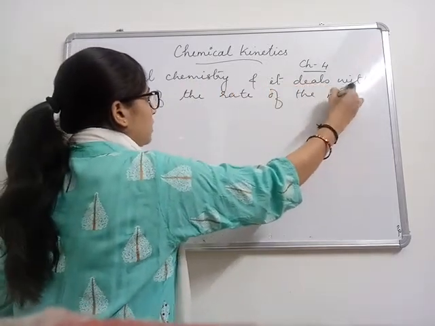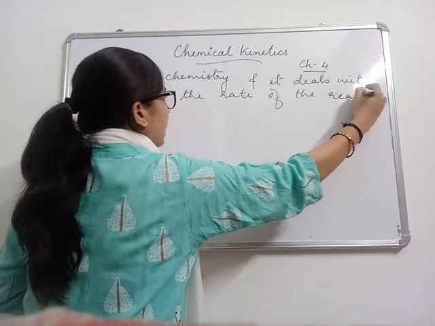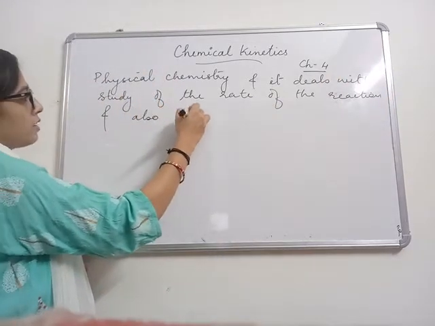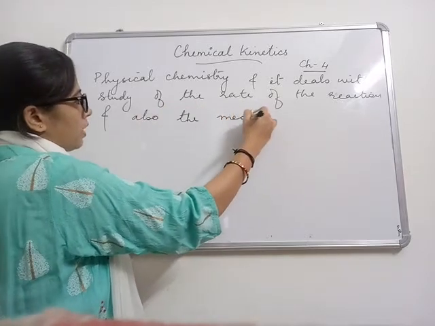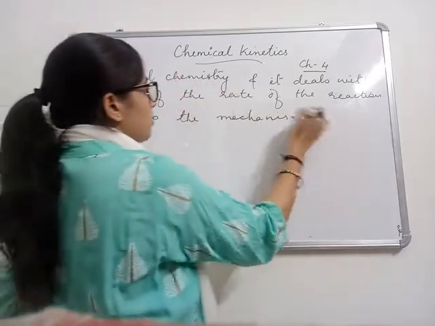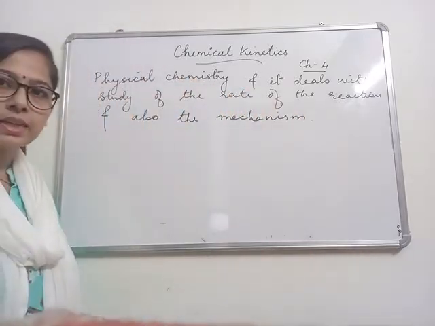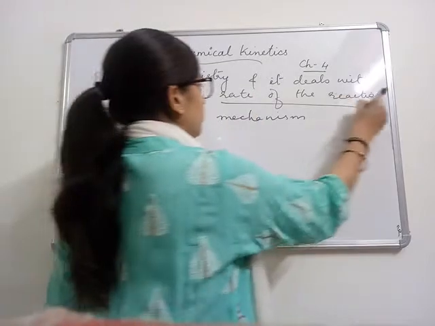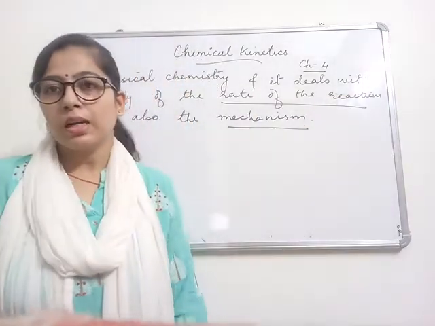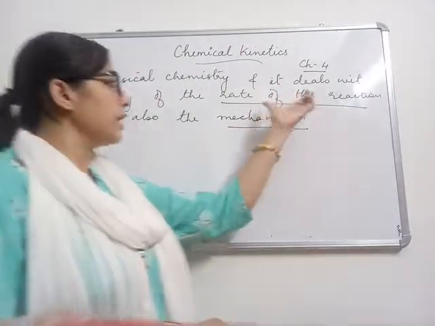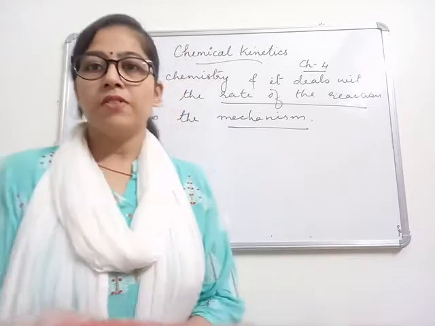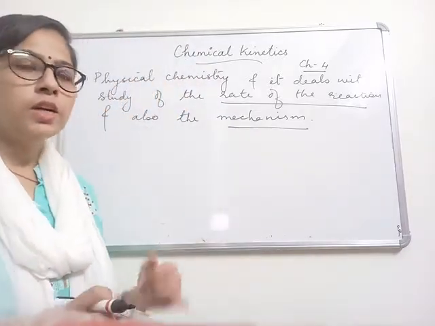So it's a branch that studies the rate of the reaction and also the mechanism of the reaction. So physical chemistry का एक branch है chemical kinetics, which basically deals with the rate and also with the mechanism of the reaction. So in this particular topic we will be discussing the rate, what we mean by rate, types of rate, how to find rate and what are the different methods to find the rate of a reaction.